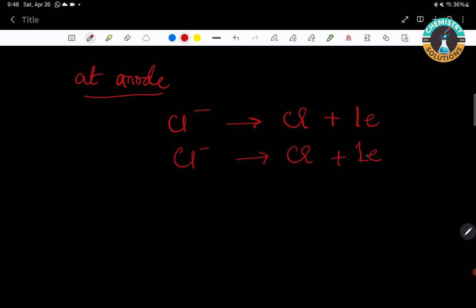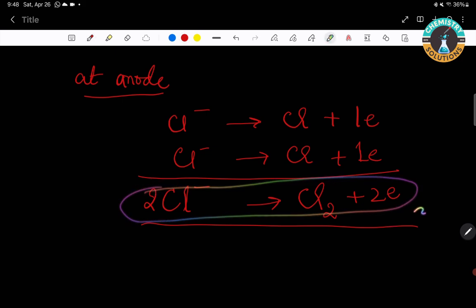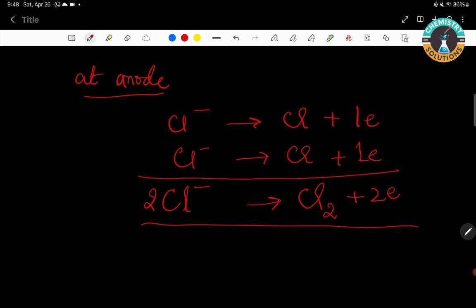And overall, this Cl atom is not stable in this form because these are the halogens, and halogens exist in diatomic form. Di means two, so two chloride ions form 2Cl2. So this is the diatomic form. This is actually the reaction which you all have to memorize right now.